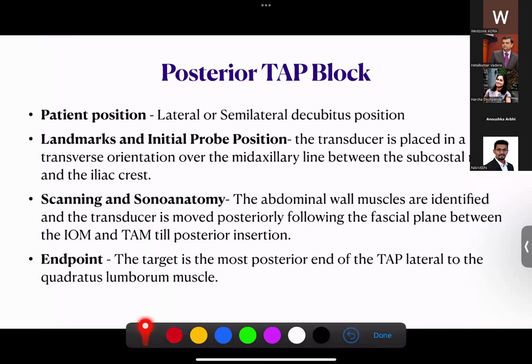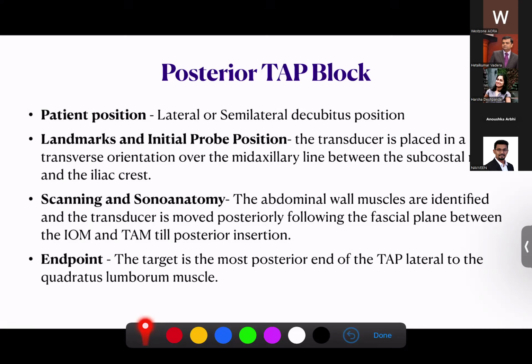Now we come to the posterior TAP block. The patient position would be lateral or semilateral decubitus position. The transducer is placed in transverse orientation over the mid-axillary line between the subcostal margin and the iliac crest. Here we have to use the curvilinear probe.